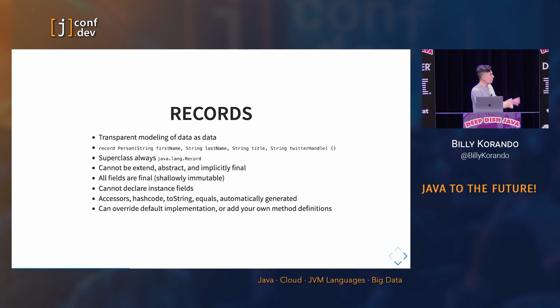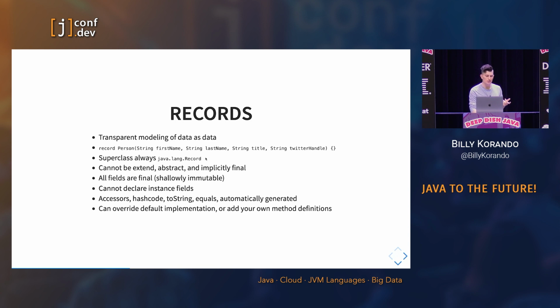And of course, the purpose of records isn't simply to reduce verbosity or boilerplate code. In fact, that really wasn't the primary goal. That's a side effect. The purpose of records is to have a transparent modeling of data as data. And the way we understand that is that, okay, just by looking at the definition of Person, we already know what we need to know about this class. We know, of course, its name, and we know all of the fields or members that will be included in this class. And we know this because there are some constraints that are put upon records.